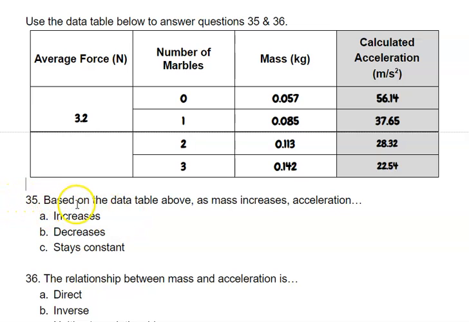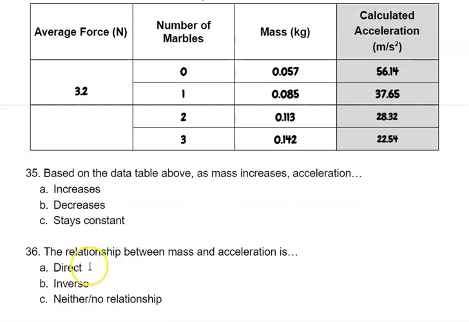35. Based on the data table above, as mass increases, acceleration A. increases, B. decreases, or C. stays constant. Number 36. The relationship between mass and acceleration in this data table is it A. direct, B. inverse, C. neither or has no relationship?